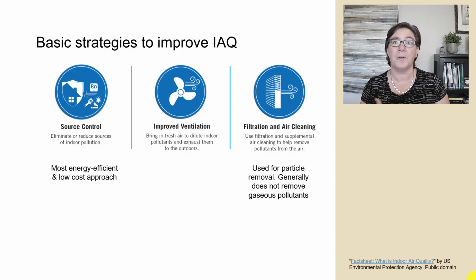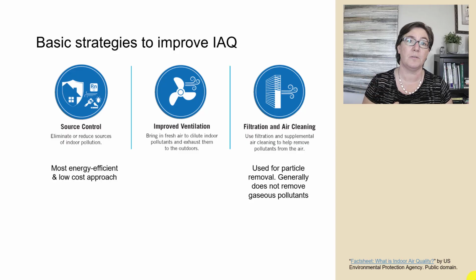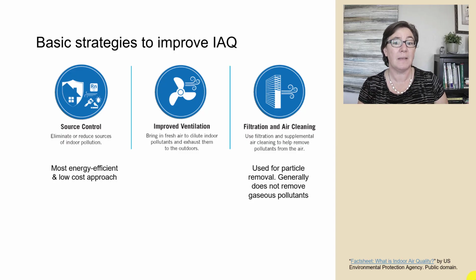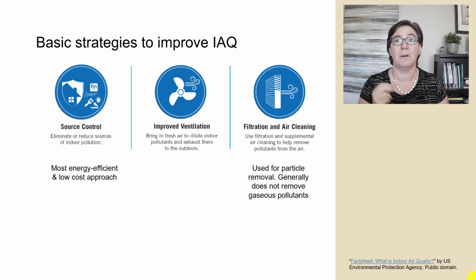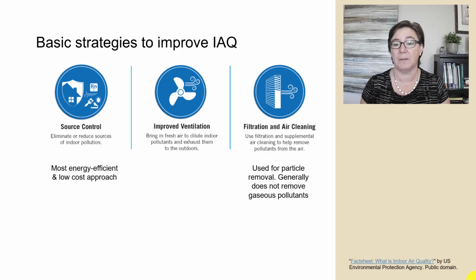And our third tool to improve indoor air quality is filtration and air cleaning. This is going to remove pollutants from the air, and it's typically best for those particles, the particulates. It generally doesn't remove any of the gaseous pollutants, those that are in gas form, like carbon monoxide, radon, and also cooking odors. Those will not be reduced with filtration.